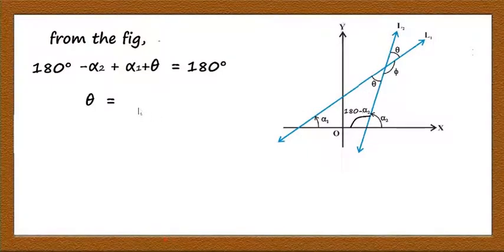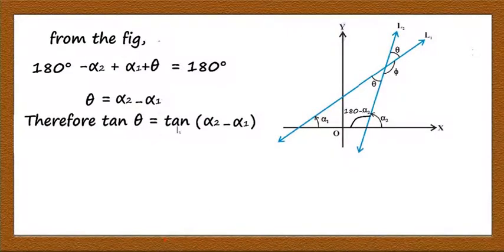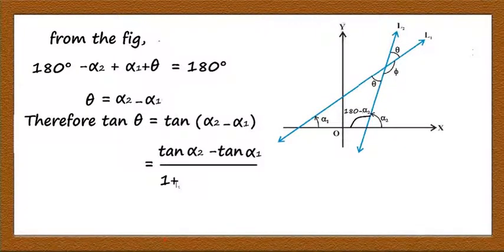Now theta is equal to alpha 2 minus alpha 1, because 180 degrees cancels. If you bring alpha 2 to one side and alpha 1 to the other side, we will have theta is equal to alpha 2 minus alpha 1. Therefore, tan theta is equal to tan of alpha 2 minus alpha 1. That is tan alpha 2 minus tan alpha 1 divided by 1 plus tan alpha 2 into tan alpha 1, because tan of x minus y is equal to tan x minus tan y divided by 1 plus tan x into tan y. That formula is applied here.